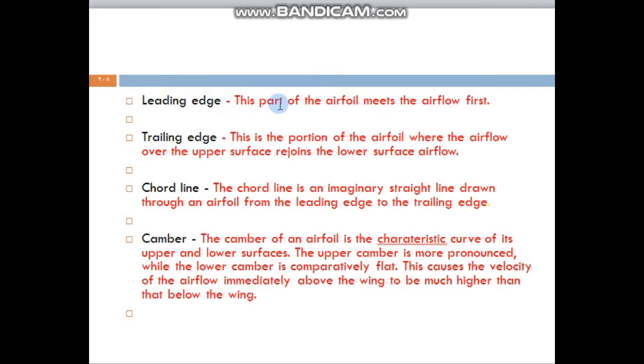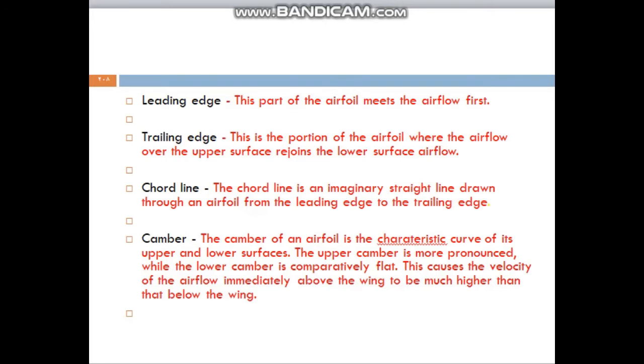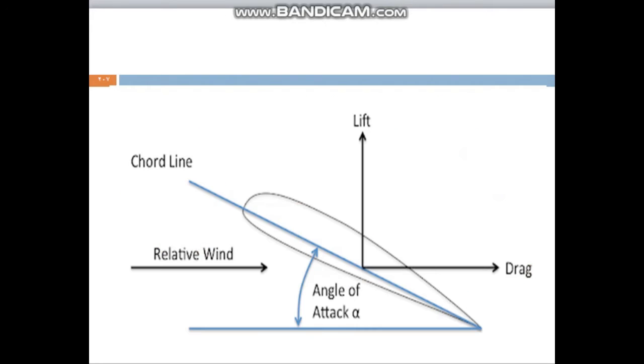Leading edge: this part of the airfoil meets the airflow first, and that means this area is the leading edge. Trailing edge: this is the portion of the airfoil where the airflow over the upper surface joins the lower surface airflow. The air that comes from the upper wing and the air that comes from the lower wing will meet in this area and in this point, and that's called the trailing edge.